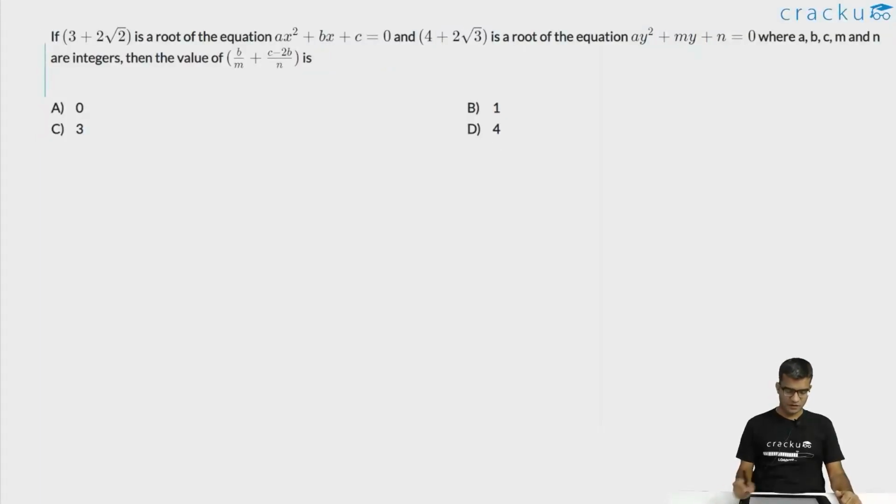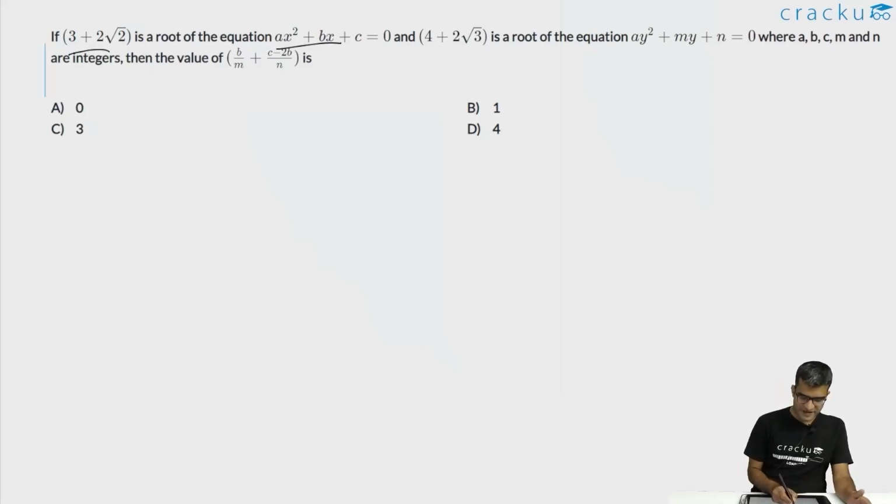In this question, we are told that there is a quadratic equation ax square plus bx plus c, and one of the roots is 3 plus 2 root 2. If a, b and c are integers and one of the roots is 3 plus 2 root 2, it would imply that the other root has to be the complement of 3 plus 2 root 2, which is 3 minus 2 root 2. So the two roots of ax square plus bx plus c will be 3 plus 2 root 2 and 3 minus 2 root 2.